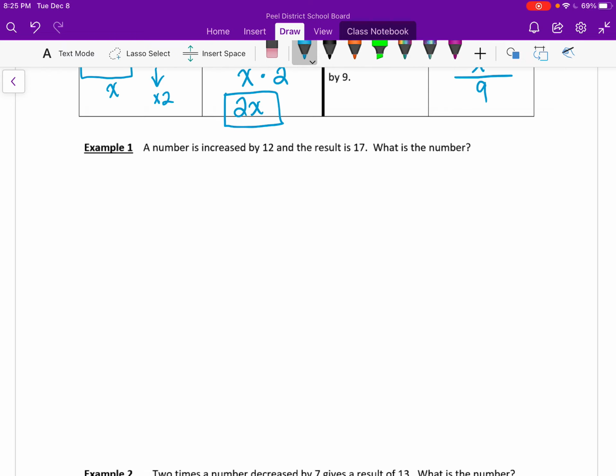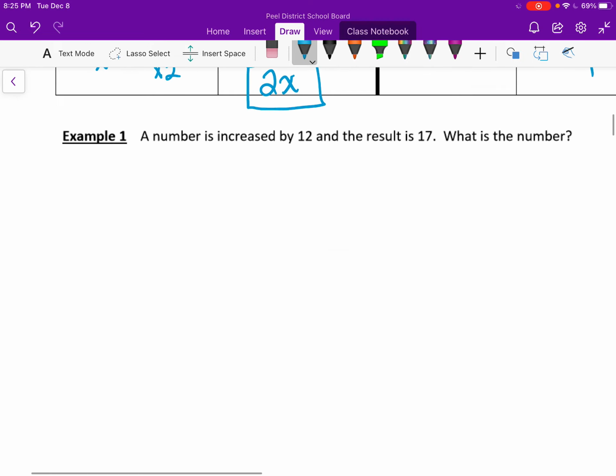So we're going to do a few examples here, right? A number is increased by 12, and the result is 17. What is the number? So the first thing I'm going to do is go in and do my first step, and I'm going to pick x again. Let x equal a number.